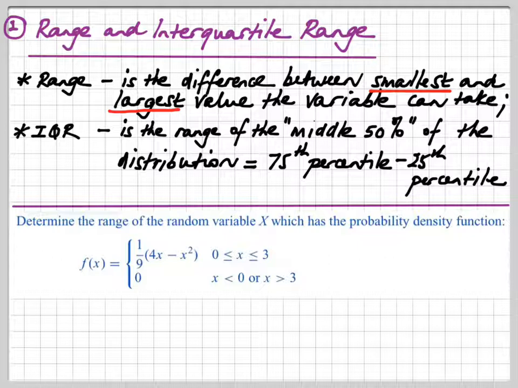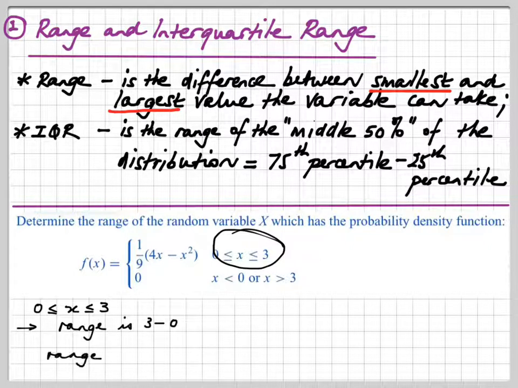Right, here I come to the rescue. Well, what is x defined for? It's defined from 0 to 3, isn't it? Yes, it is. So that's the range. The range is 3 minus 0. That's it, it's 3.